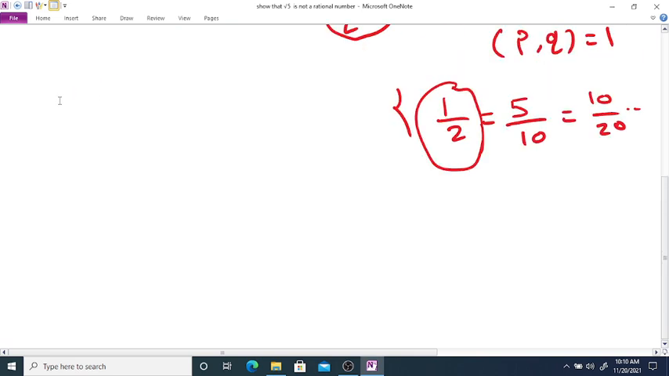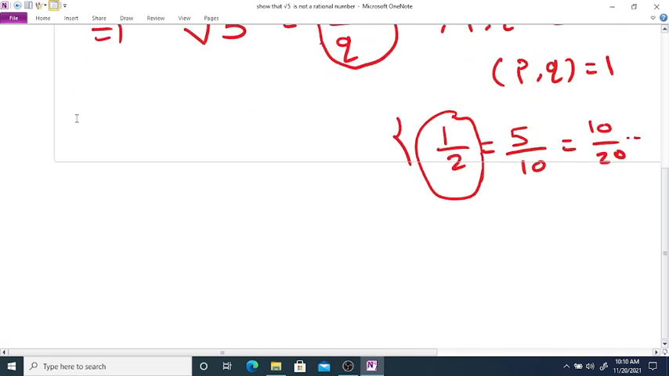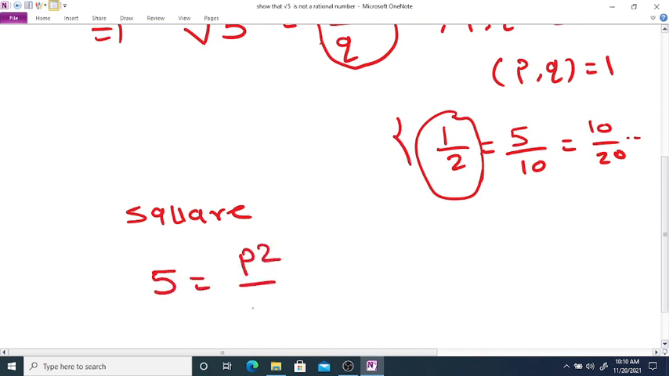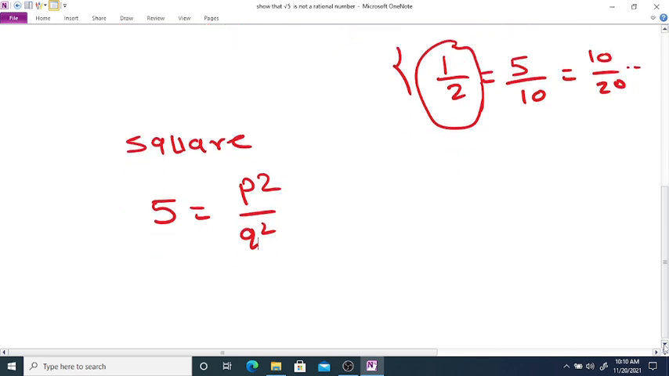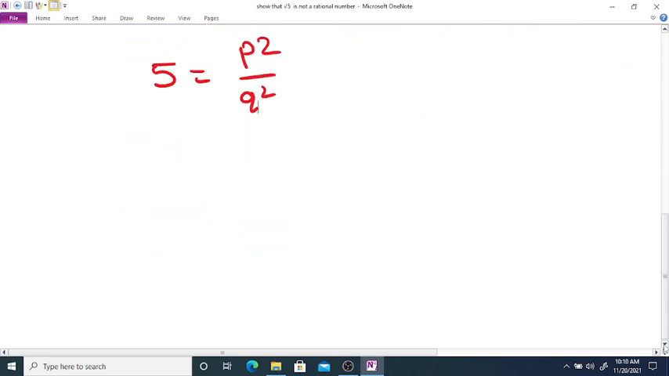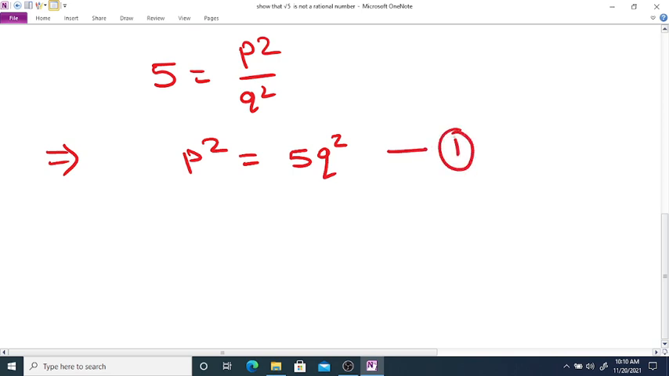Now since square root 5 is equal to p by q, if we square both sides, then we get 5 is equal to p square divided by q square. Again, if we simplify this, then we get p square is equal to 5q square. So this is equation number 1.